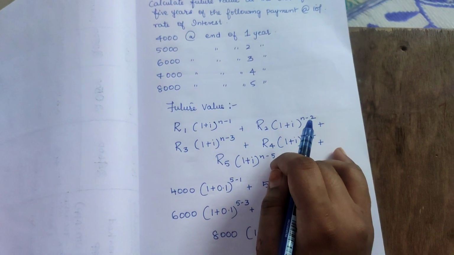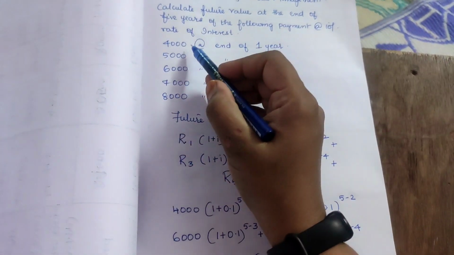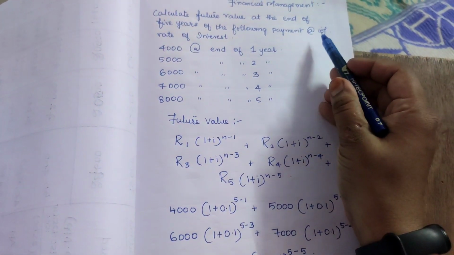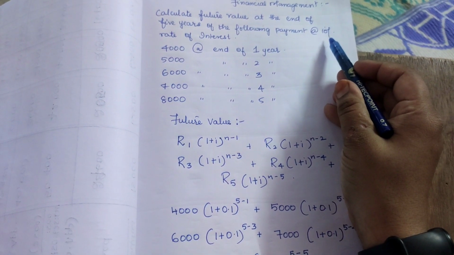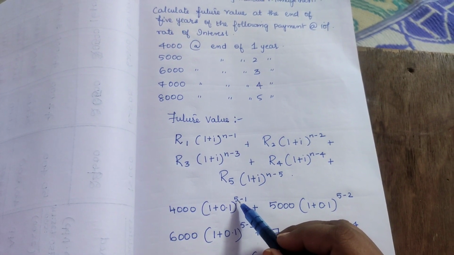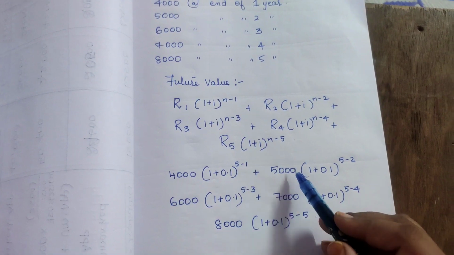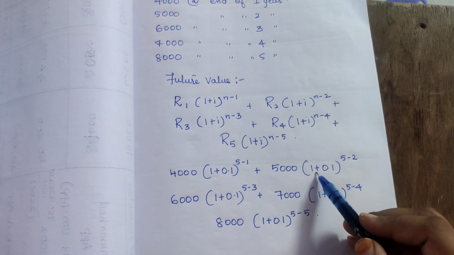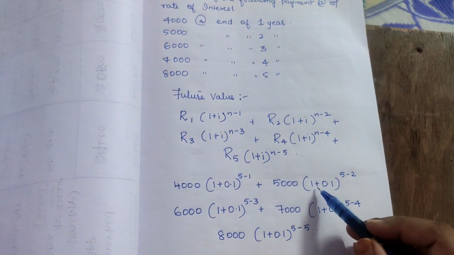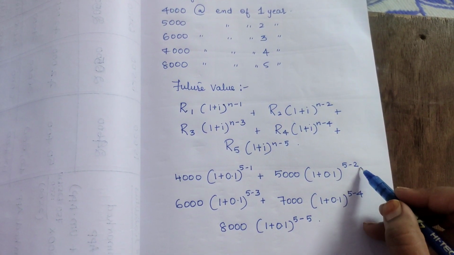Now what we are going to write: we take the first year's amount, 1 plus the percentage, which is 10%. In decimal form it is 0.1, and this is raised to the overall 5 years, in which we have taken the first year, so minus first year. And 5,000, similarly the rest will be the same; only the amount will change as per the question. This will remain the same, and this is the overall total years minus the second year.